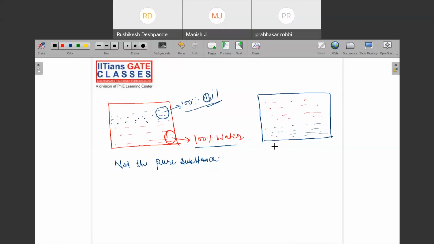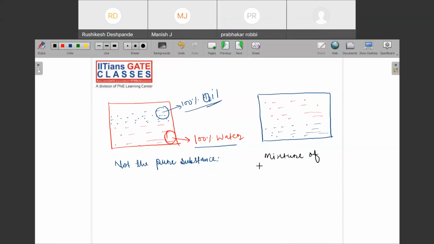So how do we identify it? This is the mixture of gaseous air plus liquid air. So what I can see is that there will be some liquid which will be settled at the bottom of the container, and there will be some gaseous substance at the top of the container.